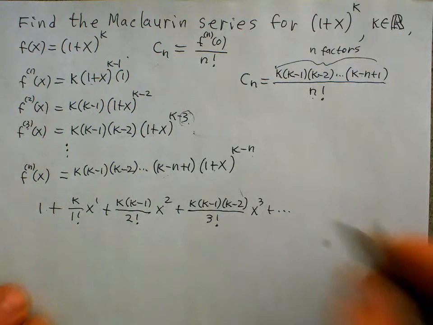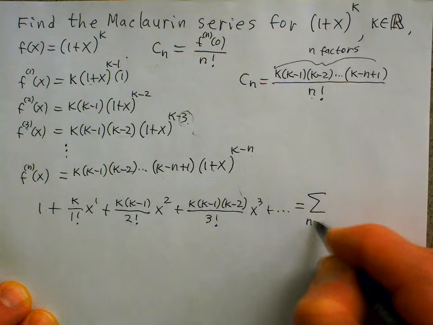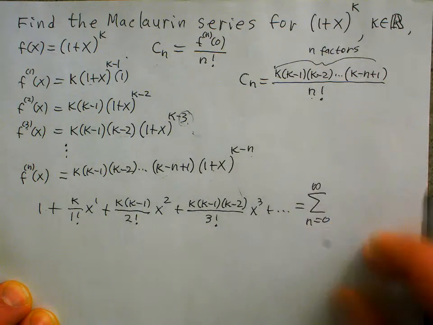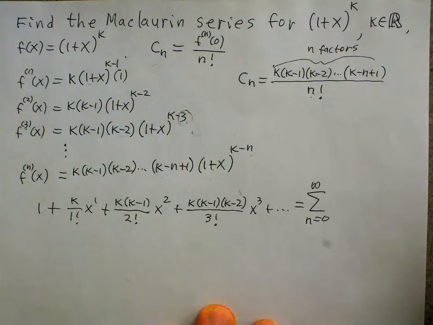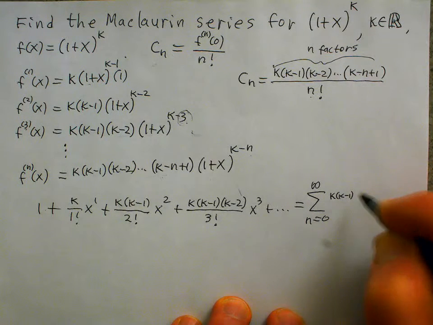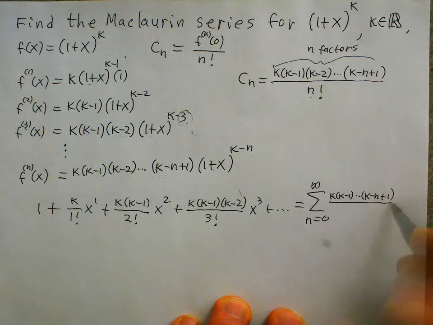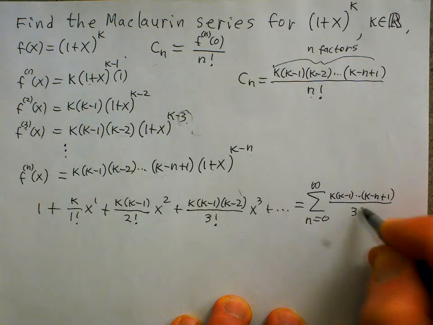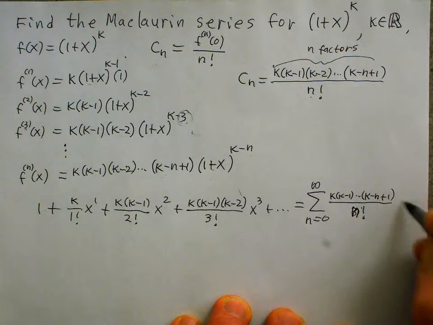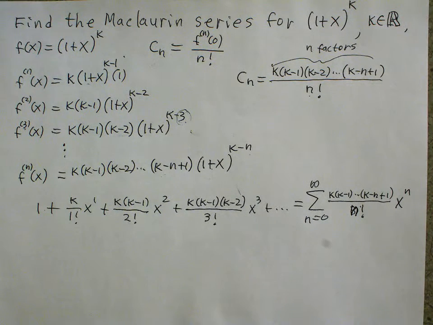Okay, so in sigma notation, from n equals 0 to infinity, well, we just write k times k minus 1 times k minus 2 and so on up through k minus n plus 1 over n factorial times x to the n. Okay, this is referred to as the binomial series.